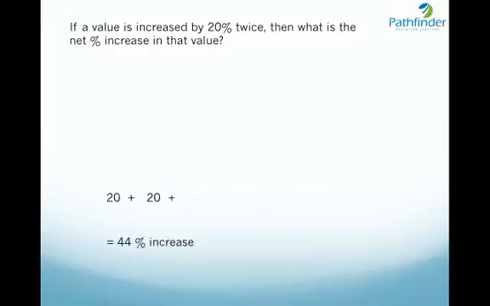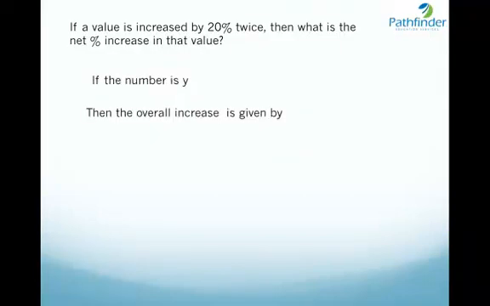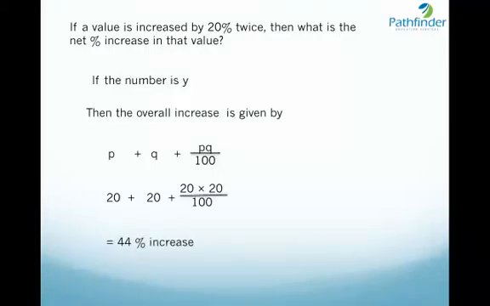Let us solve it using the formula. If a value is increased by 20% twice, then what is the net percentage increase in that value? Let us say the number is y. Then the overall increase is given by P plus Q plus PQ by 100. And let us place the value of P and Q. P is 20 and Q is also 20. So 20 plus 20 plus 20 into 20 divided by 100, that is equal to a 44% increase. It is the same answer that we got previously.